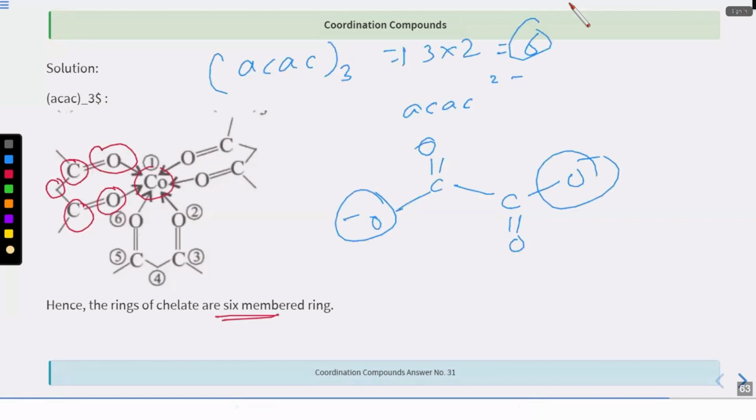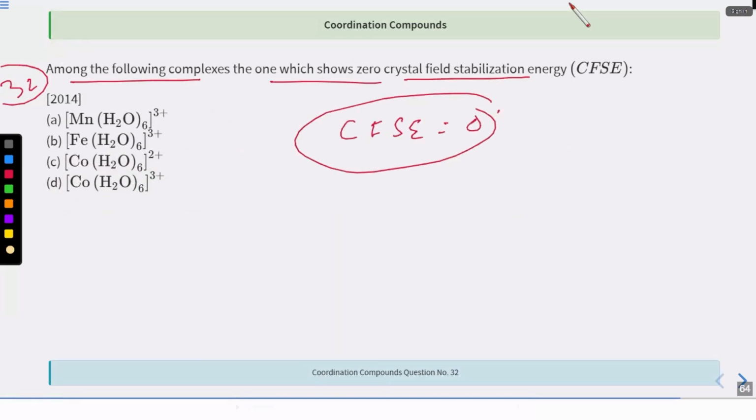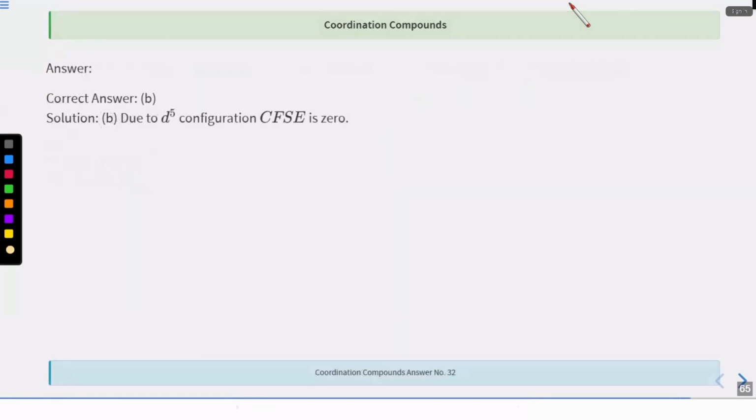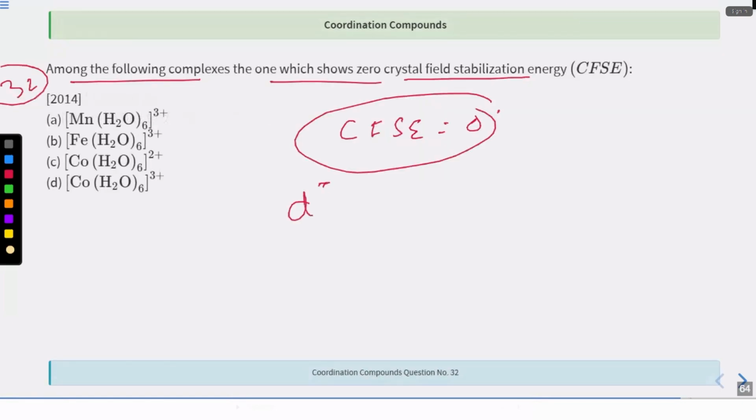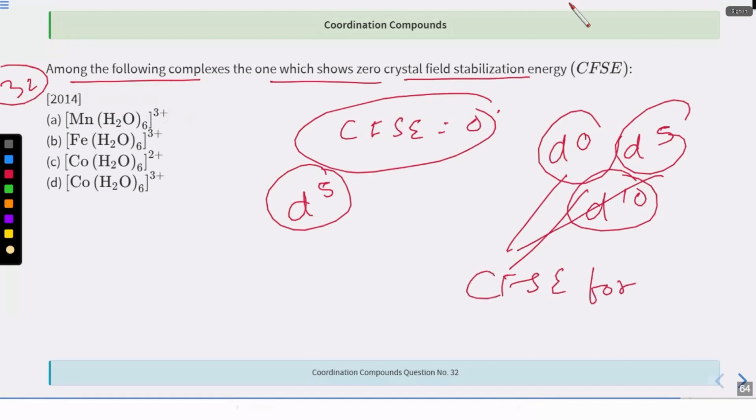Okay. So 6 is the right option to this question. Moving ahead. Question number 32. Among the following complexes, the one which shows zero crystal field stabilization energy, CFSE, is... So I need to know that compound which will give me 0 CFSE. For 0 CFSE, I need d5 configuration. I know that d0, d5, and d10 these three configurations give me 0 CFSE.